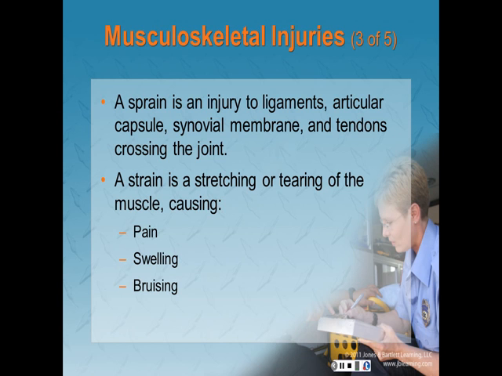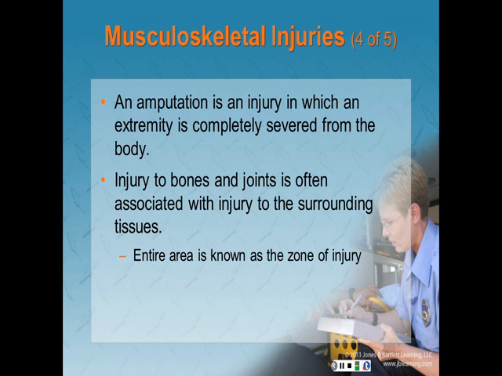Sprains can range from mild to severe, and the most vulnerable joints for sprain are the knees, the shoulders, and the ankles. A strain, or muscle pull, is a stretching or tearing of the muscle causing pain, swelling, and bruising of the soft tissues in the area. It occurs because of an abnormal contraction, and strains may range from minute separation to complete rupture. Unlike a sprain, no ligament or joint damage typically occurs. An amputation is an injury in which an extremity is completely severed from the body. This injury can potentially damage every aspect of the musculoskeletal system from bone to ligament to muscle.